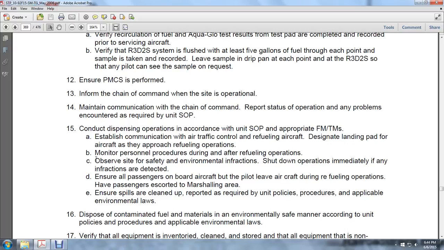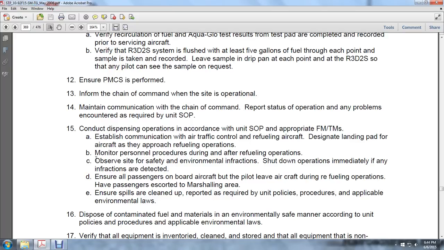Monitor personnel procedures during and after refueling operations. Observe the site for safety and environmental infractions. Shut down the operation immediately if any infractions are detected. Ensure all passengers aboard the aircraft, other than the pilot, leave the aircraft during refueling operations, having passengers escorted to the marshalling area.